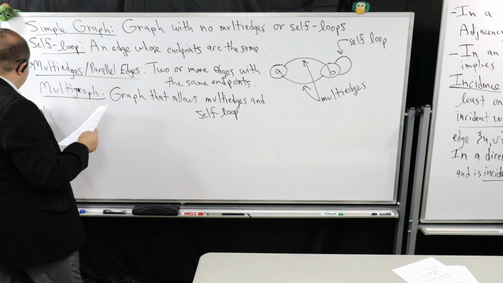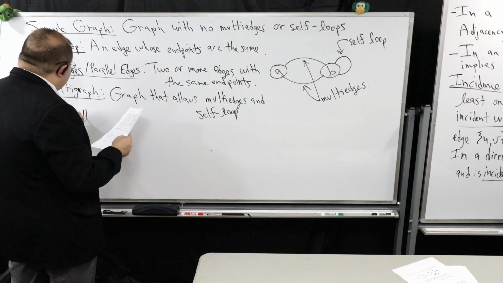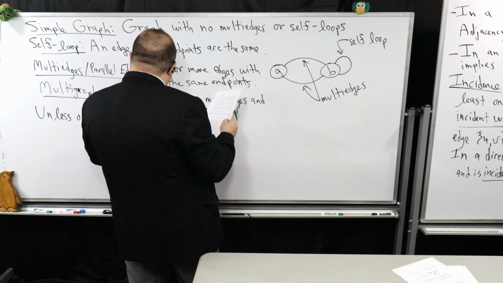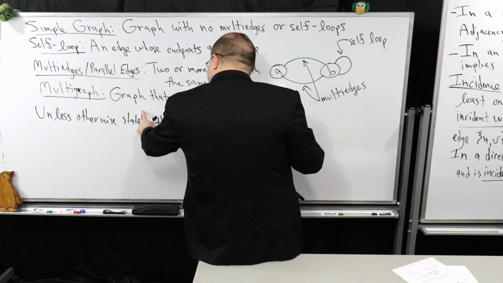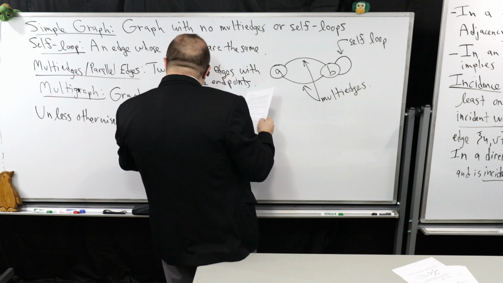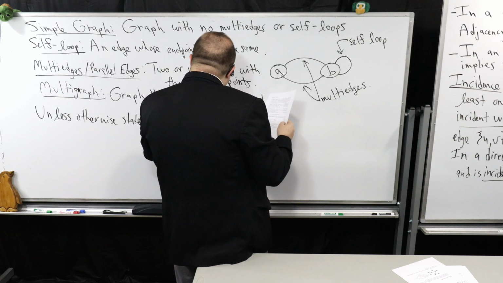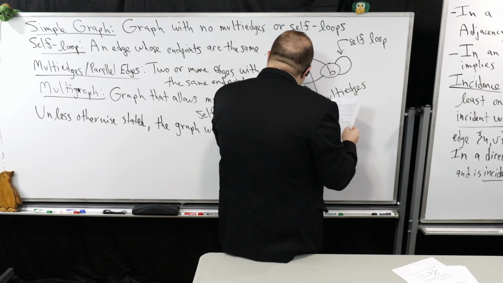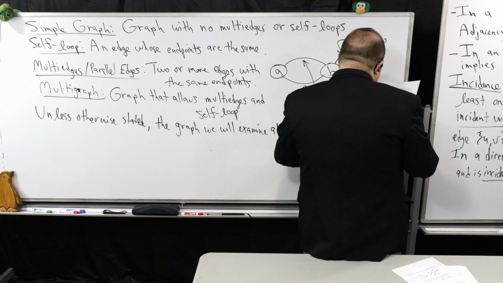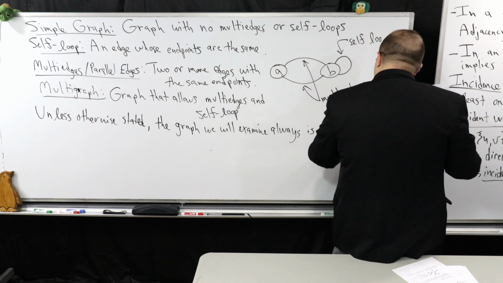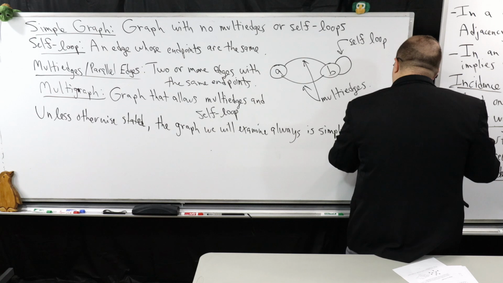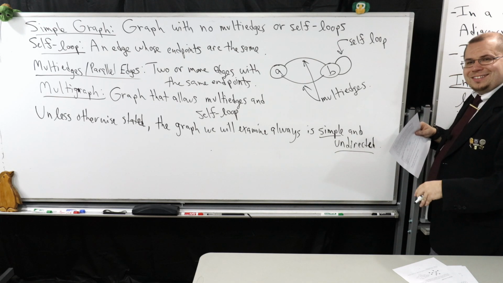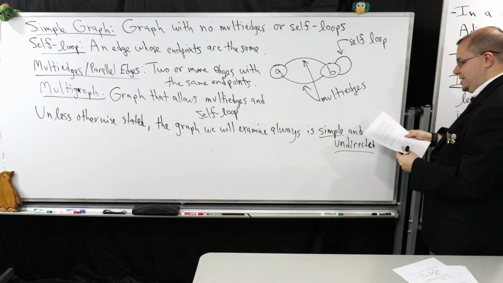So just to be clear about what I said earlier, unless otherwise stated, the graphs we will examine are always simple and undirected. Unless I add qualifiers like, oh, it's a directed graph or anything like that, just assume it's always simple and undirected if I don't say anything. If I just say it's a graph, make the assumption that I'm talking about that.